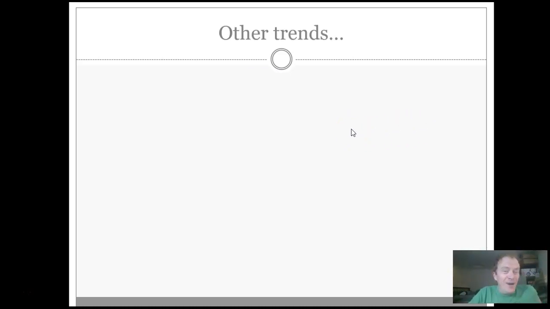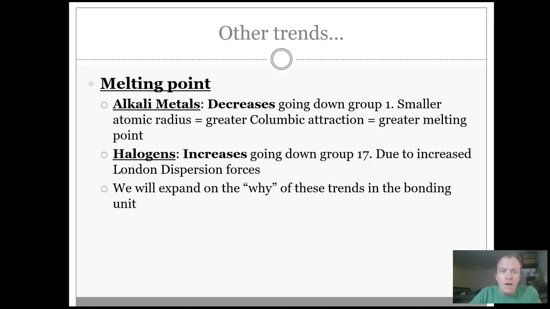So some other trends that we should talk about. Melting point. Basically it works like this. For the metals in general, it doesn't work super well, but there is a pretty nice trend in at least the alkali metals in the first column, group 1. Melting point goes down as we go down.